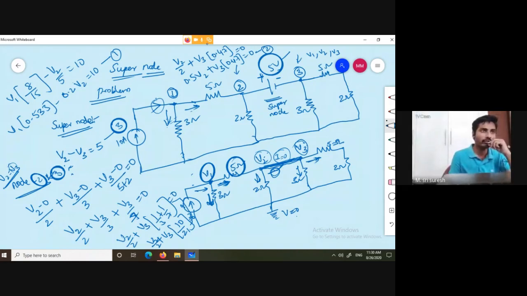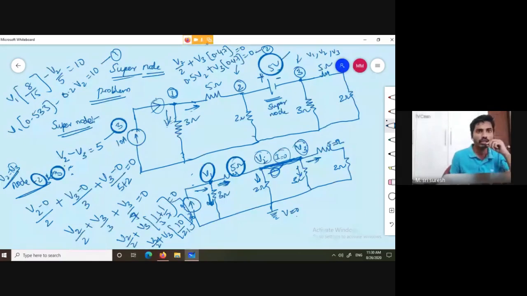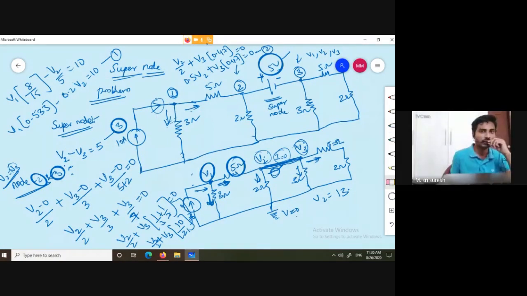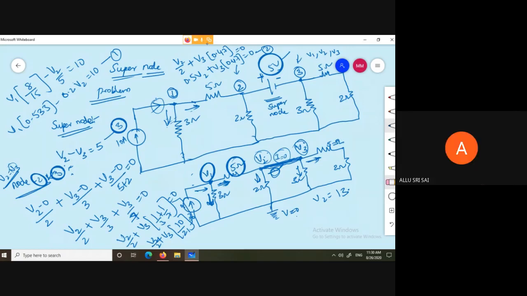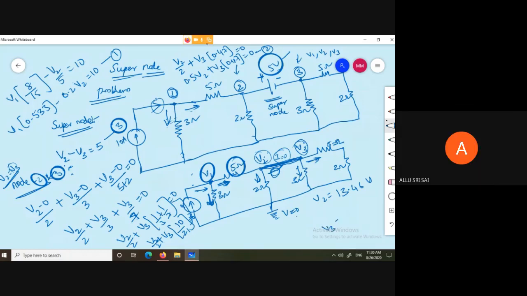After that, any value of V2 is substituted in the place of first equation, so that you can solve for V1. Sir, V2 value 13.46, sir. All people should calculate and tell me, whether the same value is coming or not. So what is the V2 value? 13.46, sir. Okay. And what is the V3 value? Minus 14.32, sir.